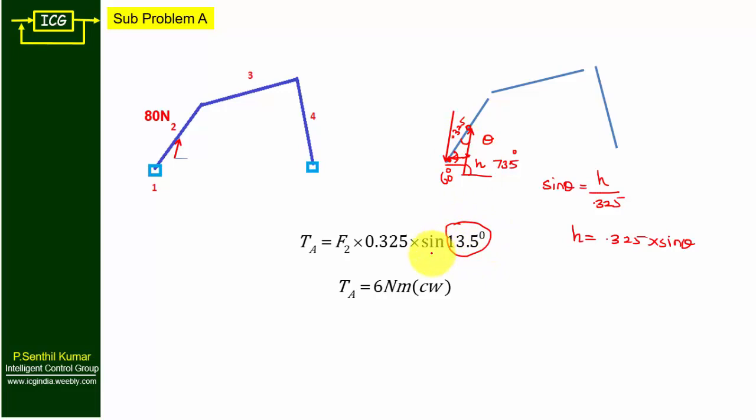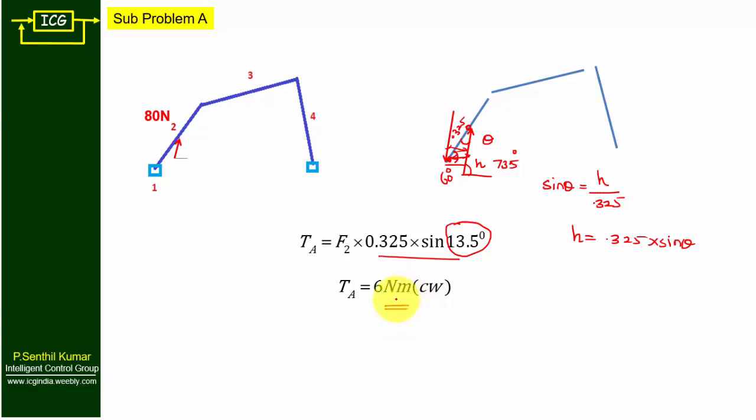This is another method to find it. Otherwise, you just measure the distance, you will get the value. Since you are drawing everything on proper scale, you just measure this parallel distance between these two lines. That is equivalent to 0.325 into sine 13.5. So finally, you will get 6 Newton meter.